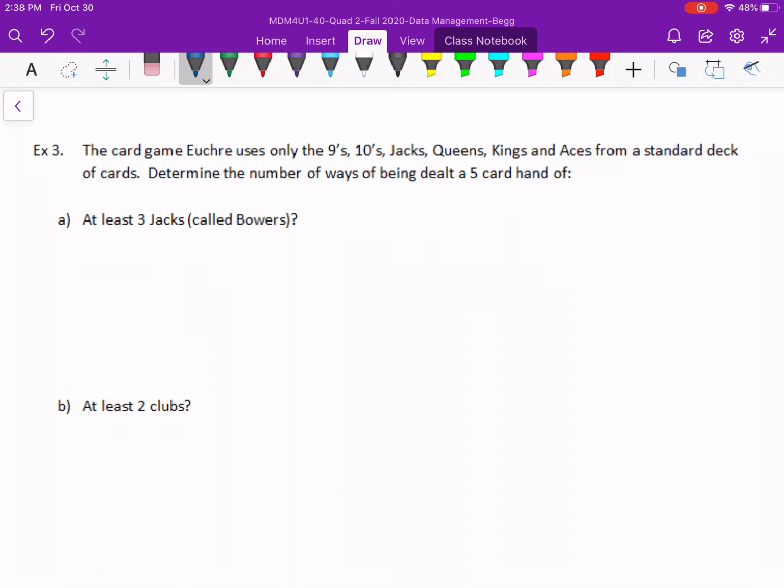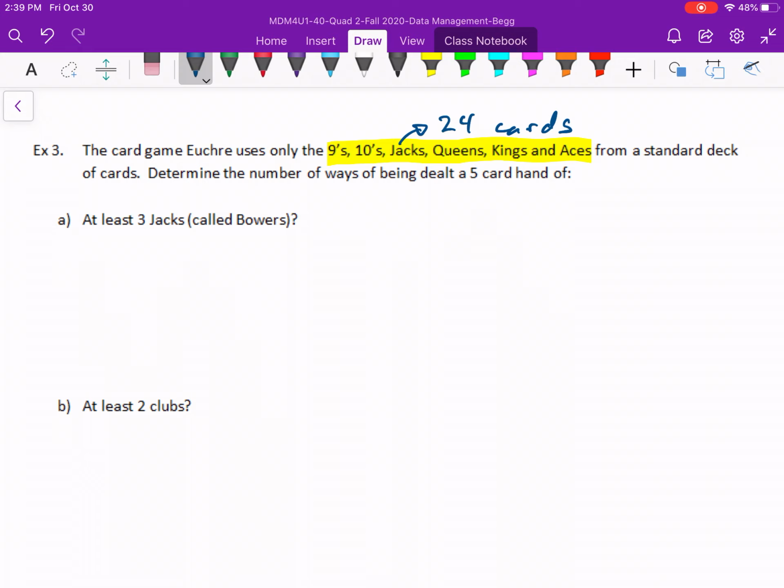So, the card game Euchre. You may have played this. It uses only 9s, 10s, jacks, queens, kings, and aces. Those are the only cards. So there's 4 9s, 4 10s, 4 jacks, 4 queens, 4 kings, and 4 aces. So the total, if there's 4 of each of those, is 24 cards that's used. That is our N for our combinations.